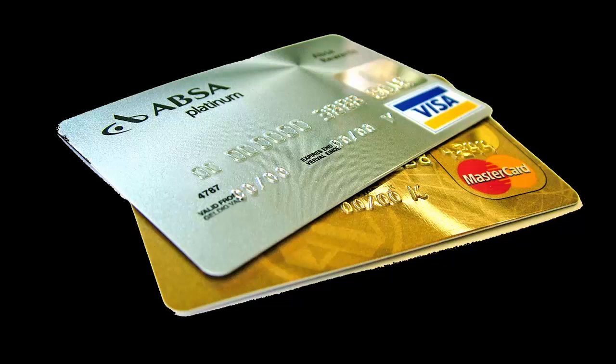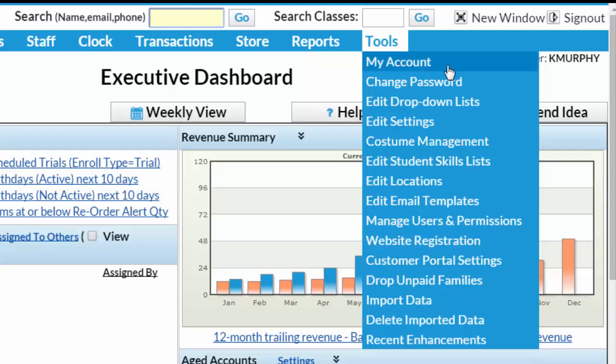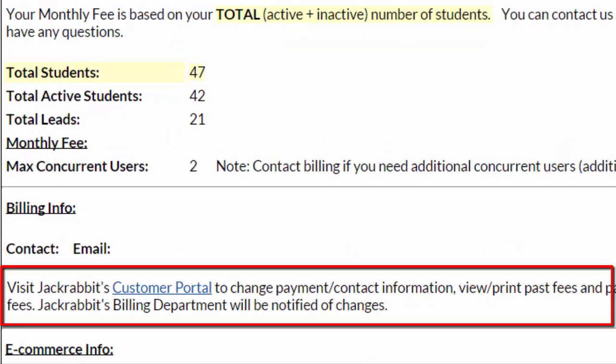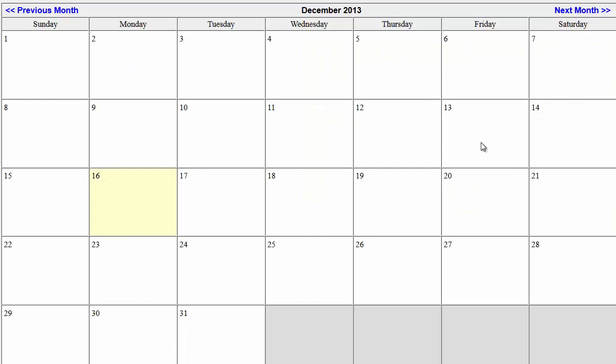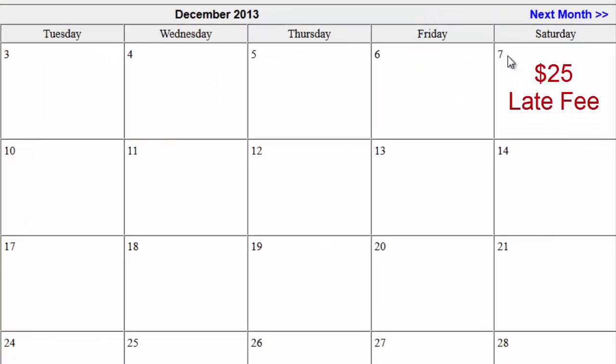If your credit card or bank draft is declined, we'll alert you immediately to the problem via email and ask you to use our customer portal to make a payment. If more than a week, the first 7 days of the month, go by without a payment in full, a $25 late fee will be added to your balance.